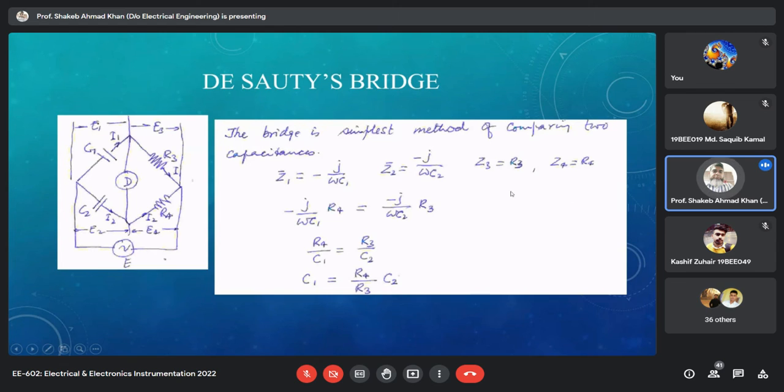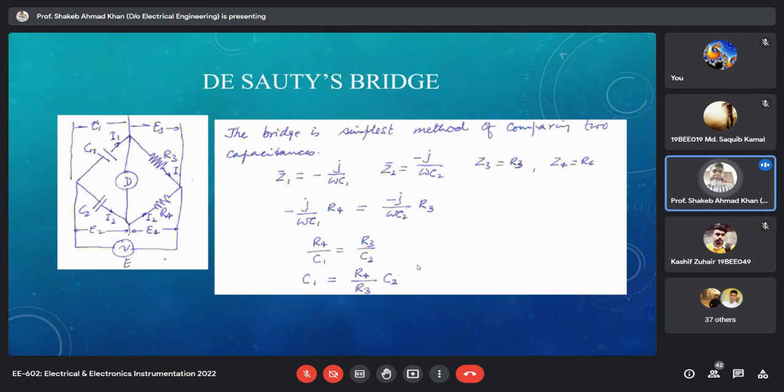So here in this case, C1 is your basically unknown capacitance, and we want to know the value of the unknown capacitance. When the bridge is balanced, then it will satisfy the balance equation, and this is the formula from the balance equation. We got the value of C1 in terms of the other known bridge arm components. So you look upon it and you see how simple De Sauty's bridge is.